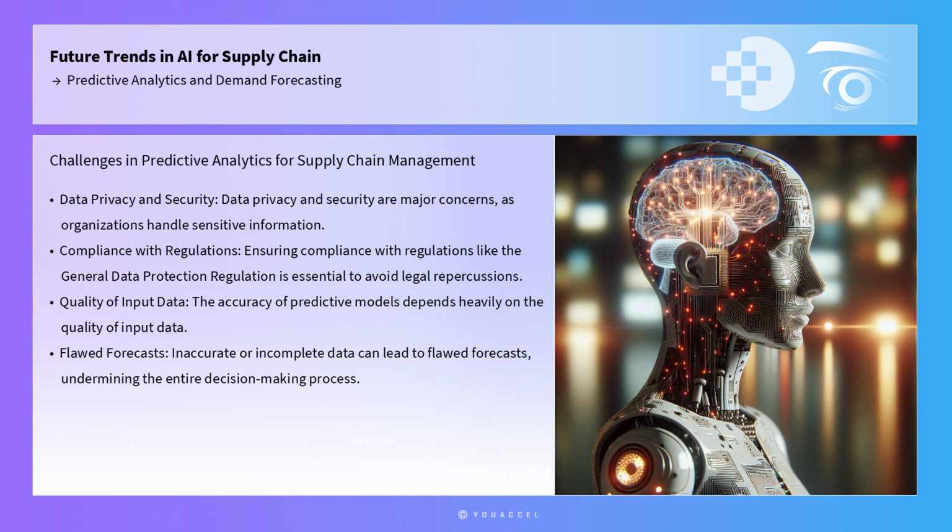The integration of predictive analytics in supply chain management is not without challenges. Data privacy and security are major concerns as organizations handle sensitive information. Ensuring compliance with regulations like the General Data Protection Regulation is essential to avoid legal repercussions. Moreover, the accuracy of predictive models depends heavily on the quality of input data. Inaccurate or incomplete data can lead to flawed forecasts, undermining the entire decision-making process.